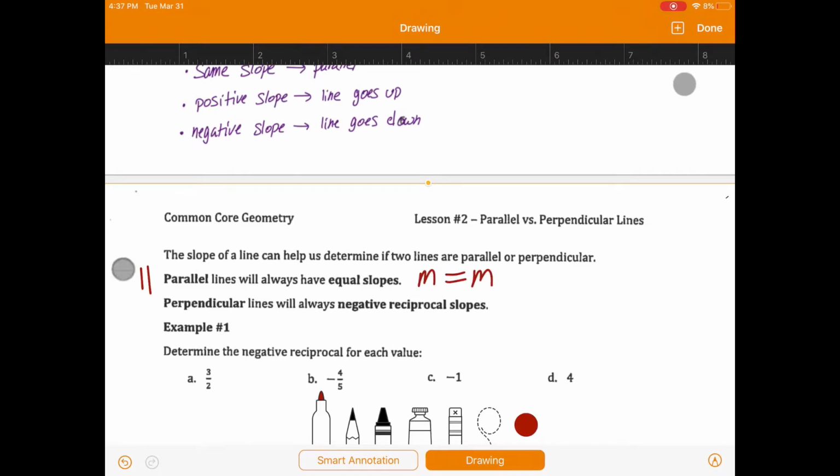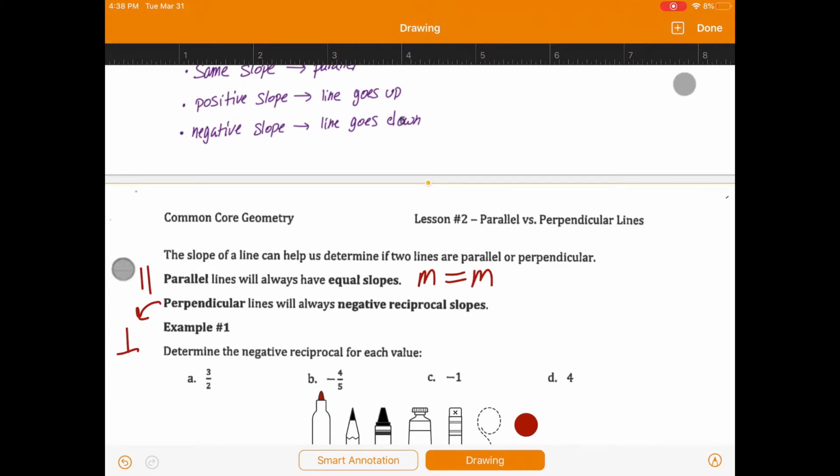Now notice how parallel and equal kind of look the same. That's maybe a trick that you can remember to show that those things are always going to be the same. Now, perpendicular lines, perpendicular, the symbol looks like this.